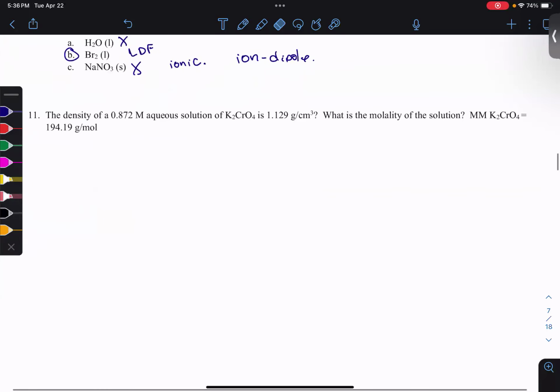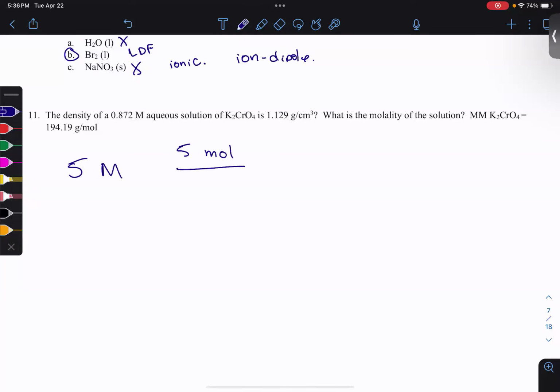Okay. Here's a concentration question. Let's review real quick. If I have something that's 5 molarity, what does that mean? 5 moles per 1 liter of solution. If I have something that's 5 little m, is that a typo? No. That means 5 moles over 1 kilogram of solvent.